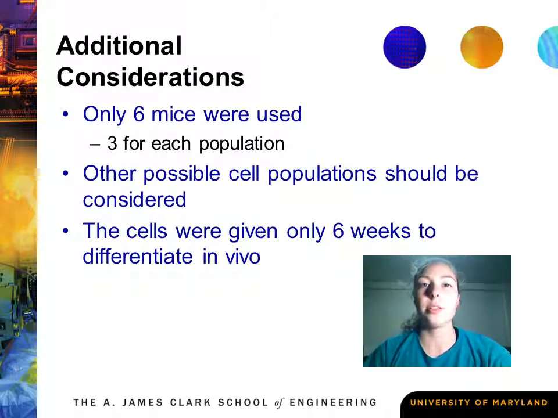Only 3 mice were used for each population of human adipose stem cells. This can present problems because it is not an accurate representation of bone tissue engineering in an entire population. It would be beneficial to use more mice so margins of error are decreased.